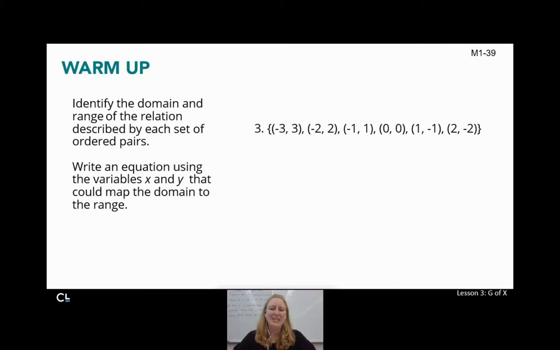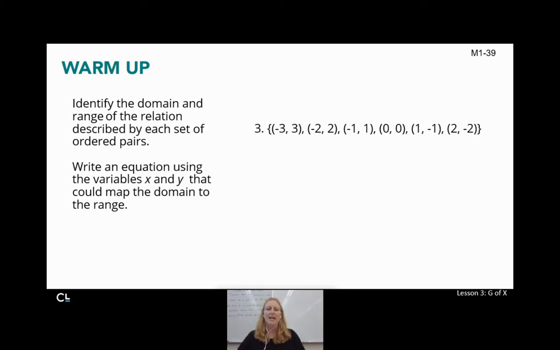So we're on page M1-39, page 39 here. And you know how this goes. We've already done warm-ups number 1 and 2. We're just now going to do number 3. Again, identify the domain and range of the relation described by the set of ordered pairs. And of course, you also need to write an equation using the variables x and y that map the domain to the range. You've done this before for the others.